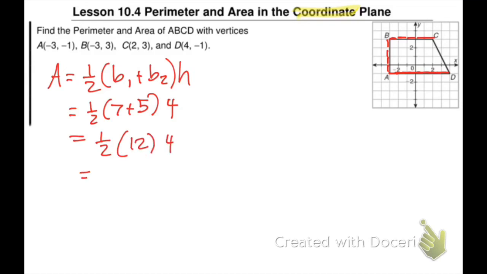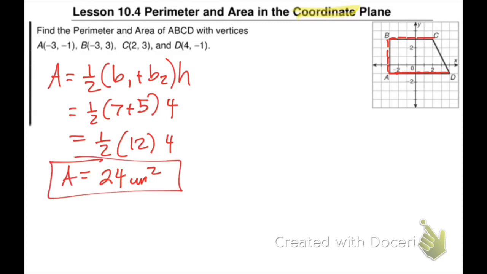12 times 4, I would do 12 divided by 2 is 6. 6 times 4 is 24. And we're just going to say units squared. That's the area. That's how I calculate the area.